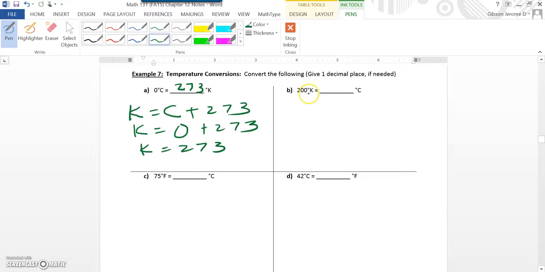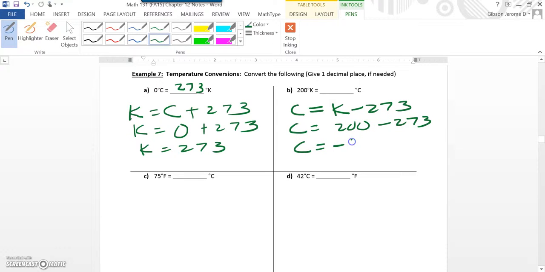Now we go here, we got 200 degrees Kelvin is equal to Celsius. So we can use the Celsius to Kelvin formula. Celsius is equal to Kelvin minus 273. Celsius is equal to 200 minus 273. And Celsius is equal to a negative 73. Okay, now we want to go to Fahrenheit to Celsius.